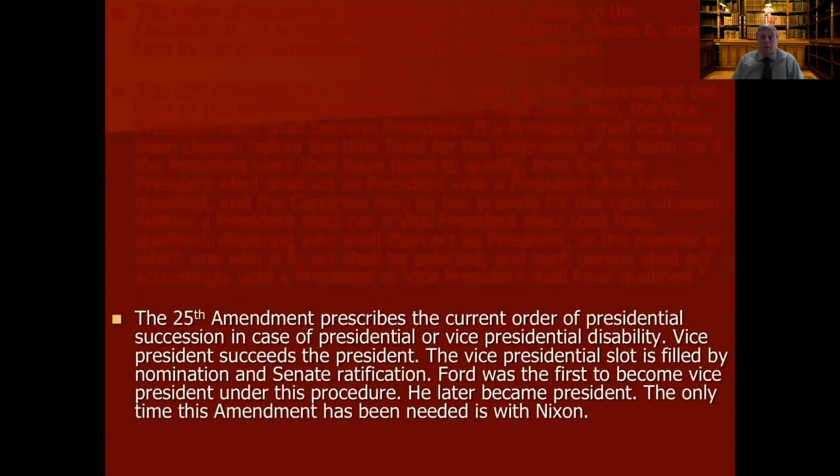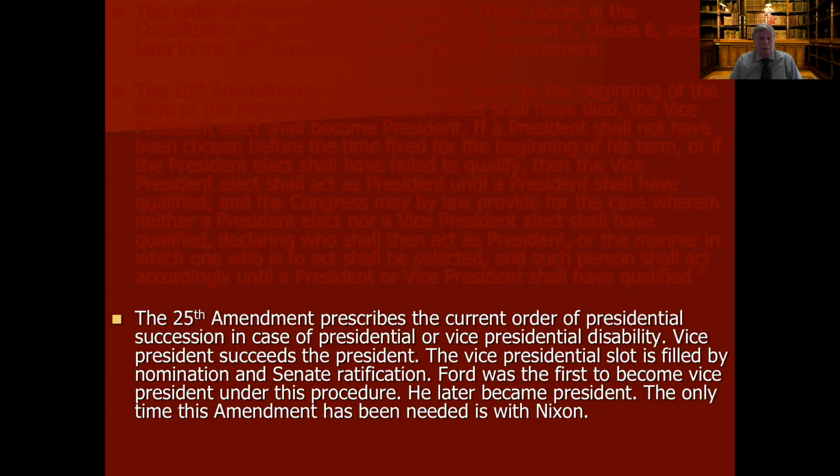The 25th Amendment prescribes the current order of presidential succession in case of presidential or vice presidential disability. The vice president succeeds the president. The vice presidential slot is filled by nomination and Senate ratification. Gerald Ford was the first to become vice president under this procedure. What had happened was that Spiro Agnew, who was Nixon's vice president, had been forced to resign because he was convicted of a crime in his home state.